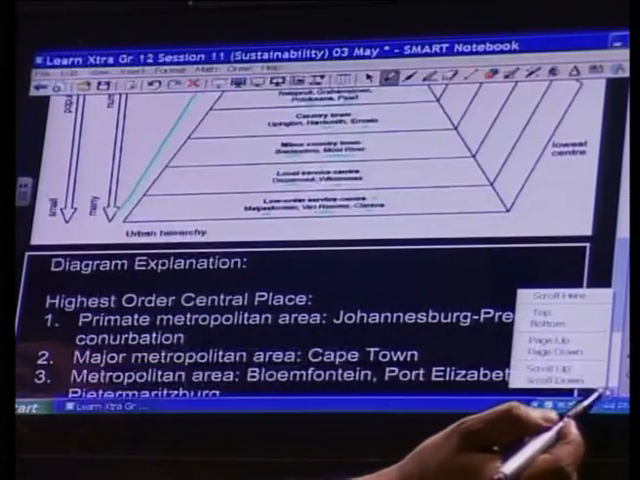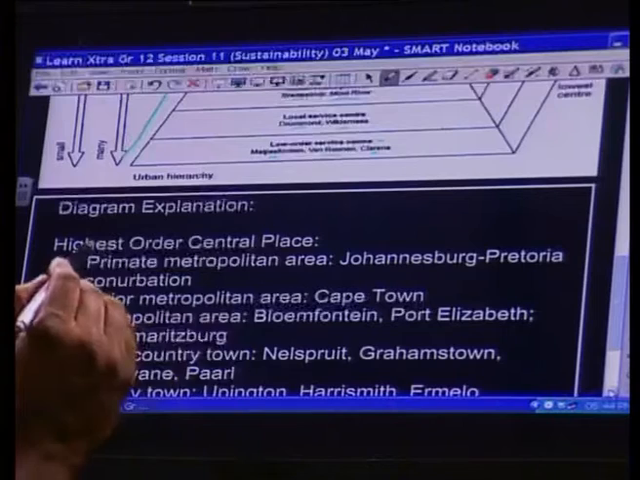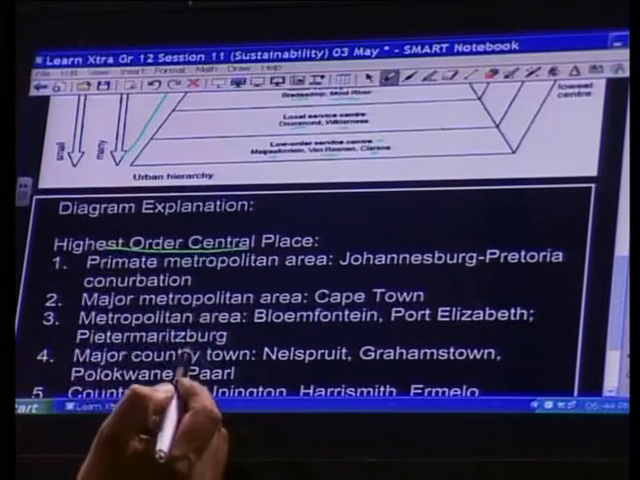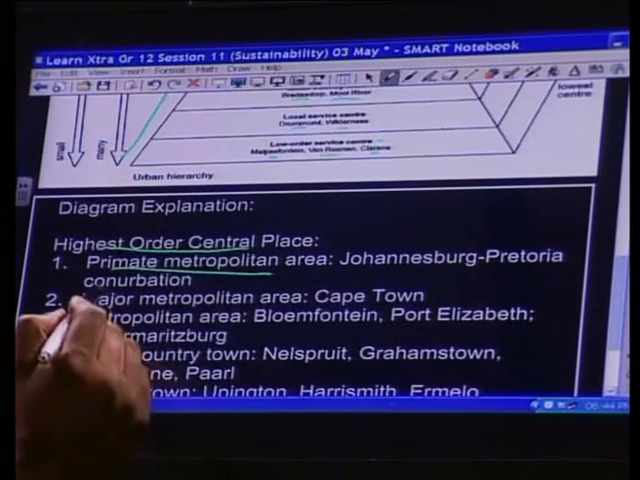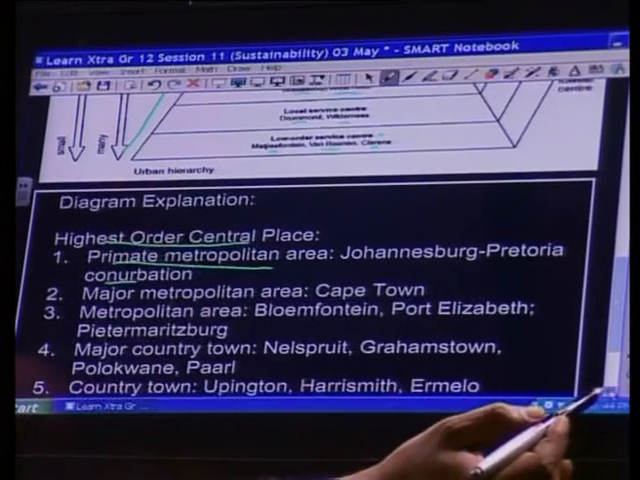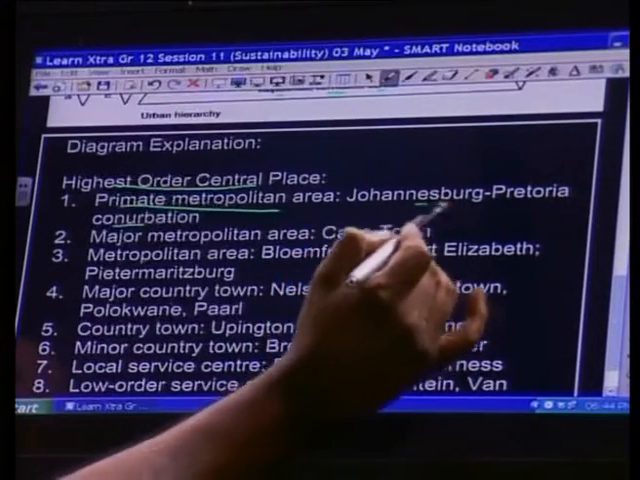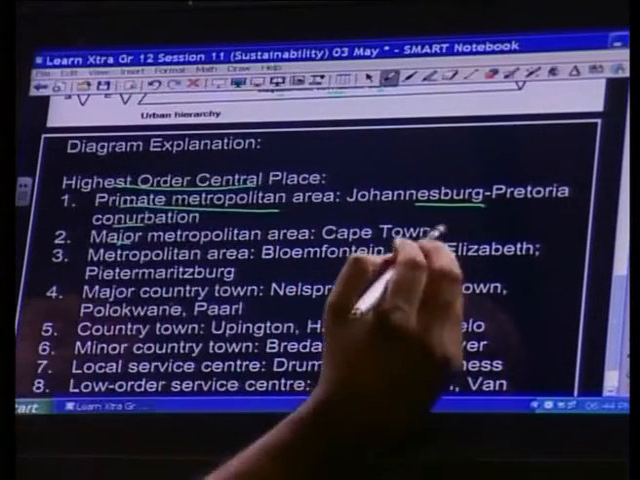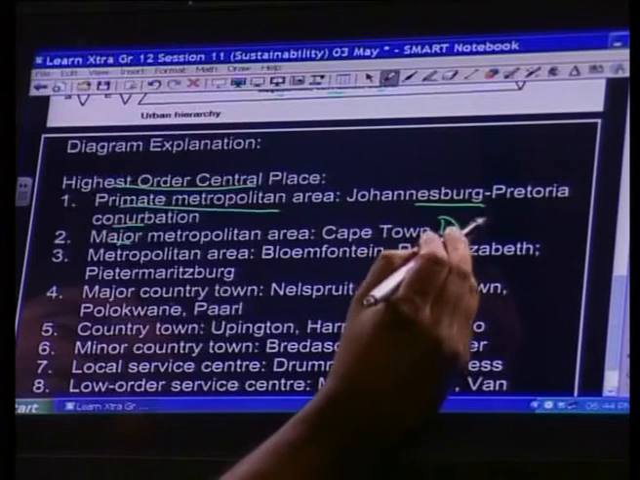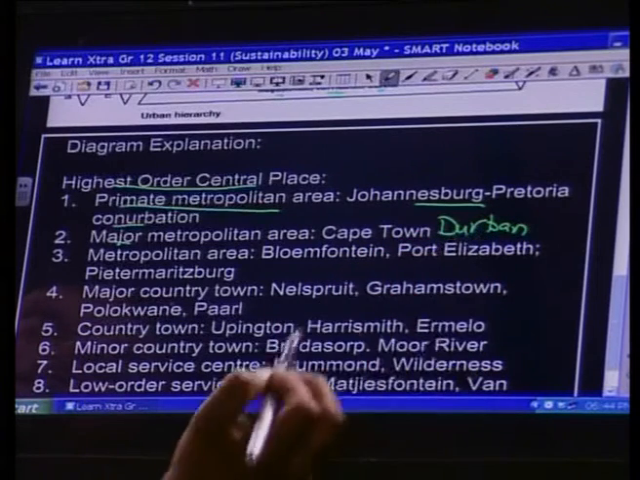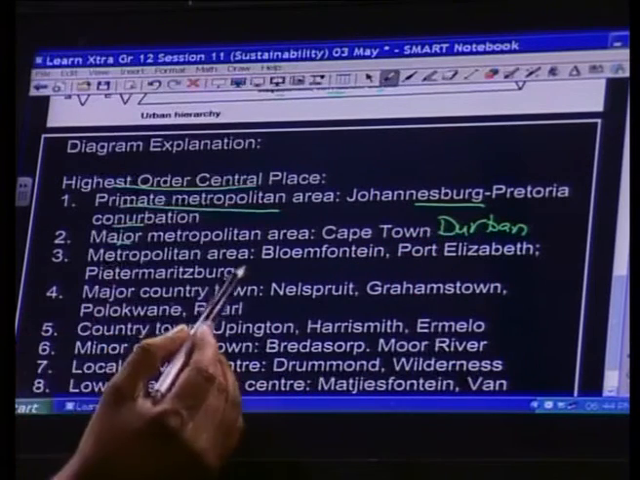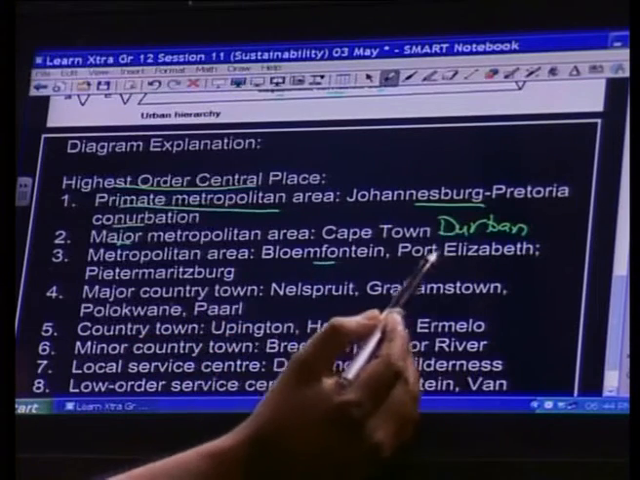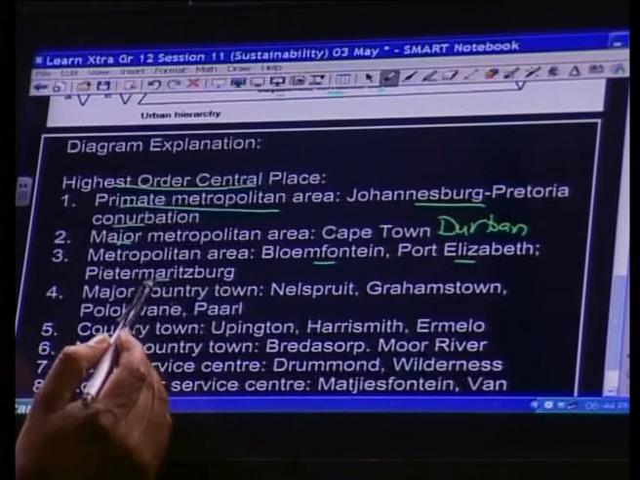Let's look closely at further explanations on this. The highest order central place, as we've alluded to in the examples: Johannesburg, Pretoria conurbation, the major metropolitan area. We can include Durban into the major metropolitan areas. Metropolitan areas, Bloemfontein, Port Elizabeth, and Pietermaritzburg.